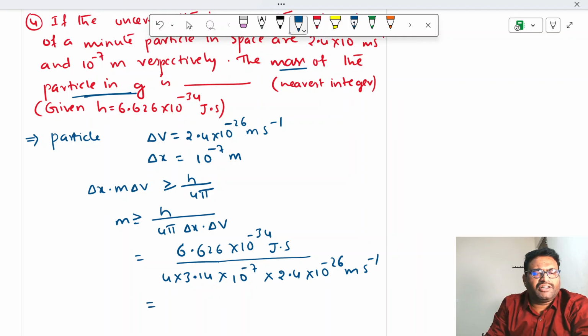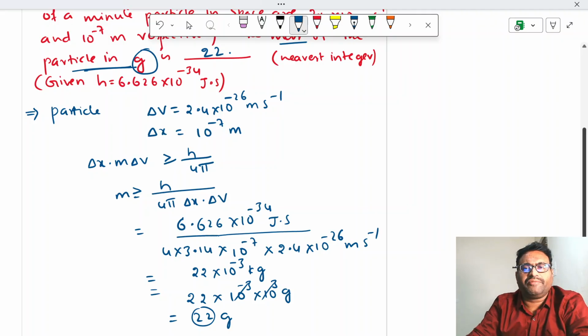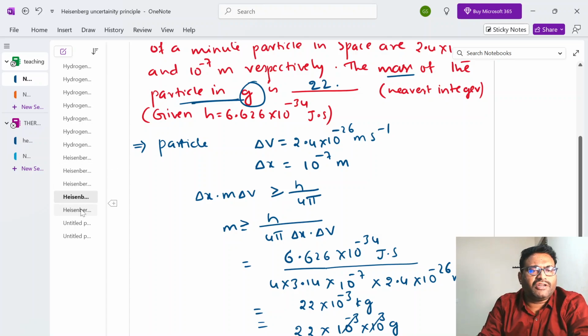So on calculating this, what do we get? 22 into 10 power minus 3 kg we get. But the question asked is in grams. So 22 into 10 power minus 3 kilo means 10 power 3 grams, right? Then what is the answer? 22 grams. So the answer will be 22. Okay, let us see the next question.